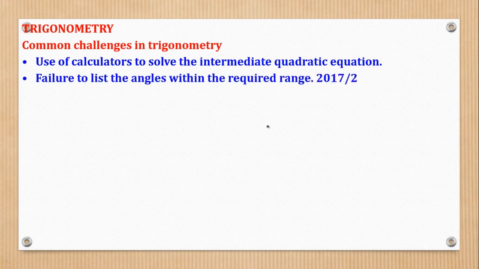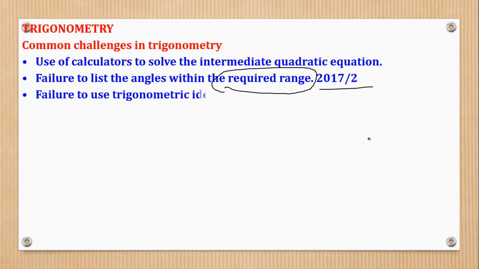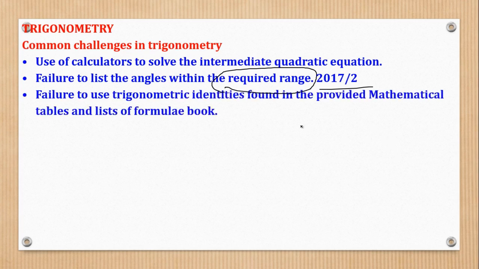Failure to list angles within the required range. Only angles in the required range are the ones needed. If you exceed, it is not okay. If you write less than the required ones, it is not okay. Failure to use trigonometric identities found in the mathematical tables. The logbook is there for you. Make sure you use it.